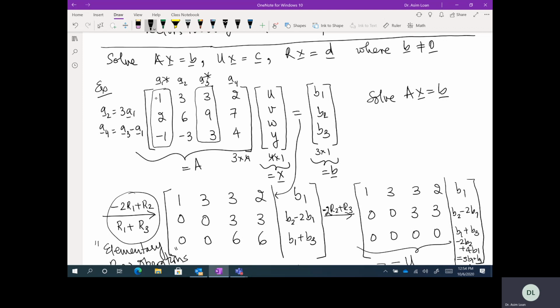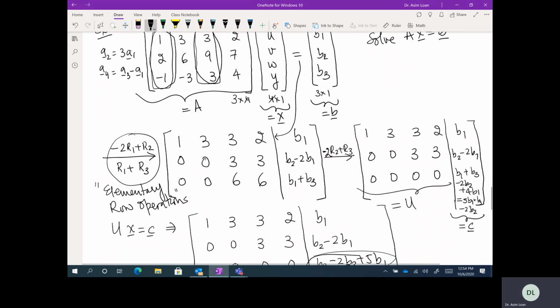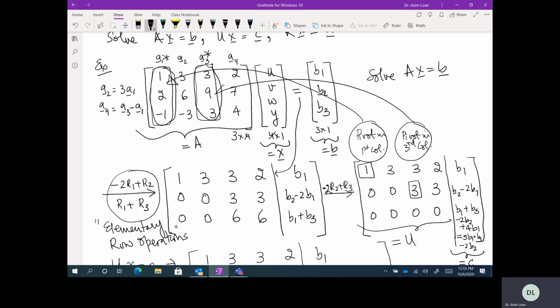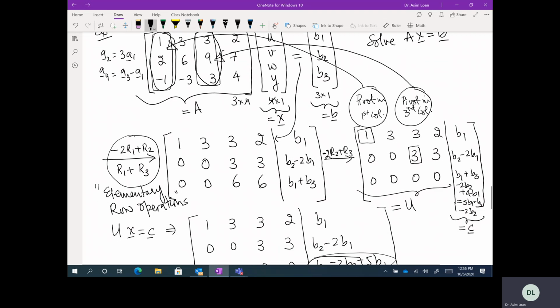So obviously the column space is going to be generated by these, the ones that correspond to the pivots. So where are the pivots? We have a pivot in the first column, and a pivot in the third column. So the pivot in the first column corresponds to this one, and the pivot in the third column corresponds to this one. So the first and the third columns are independent.